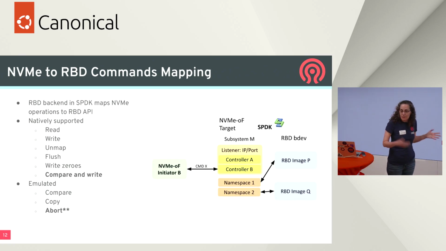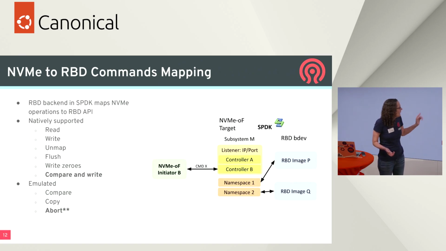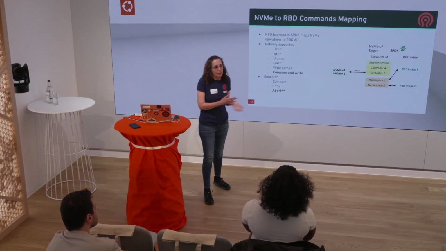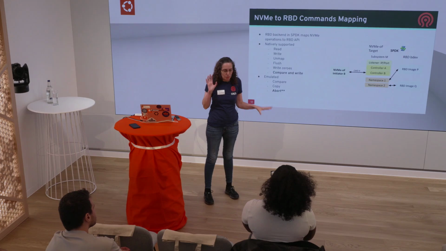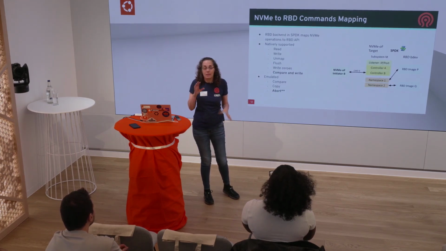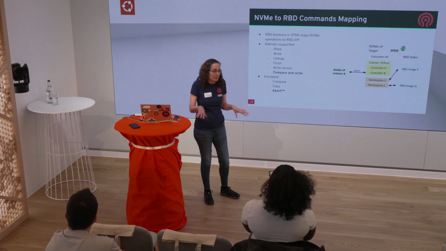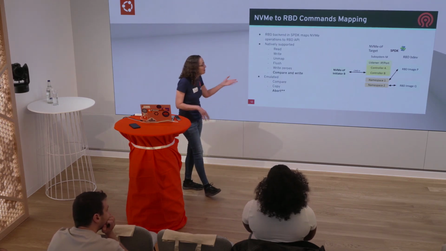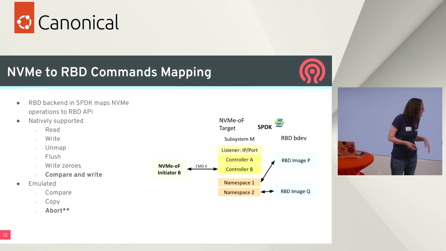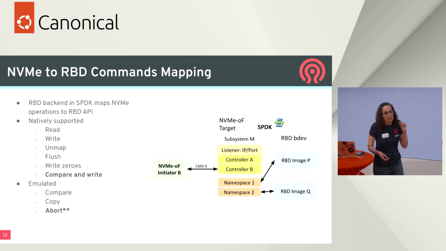Most of the commands for NVMe we already have in RBD. So read, write, that's clear, unmap is like delete, flush. And the ones we had to change were compare and write. Compare and write is used when two different applications want to use the same NVMe namespace, so you want to make sure they don't corrupt the data. ESX uses lots of compare and write. There was an initial implementation of compare and write in librbd, but it was for a very small block size, a few bytes, and we had to extend it.